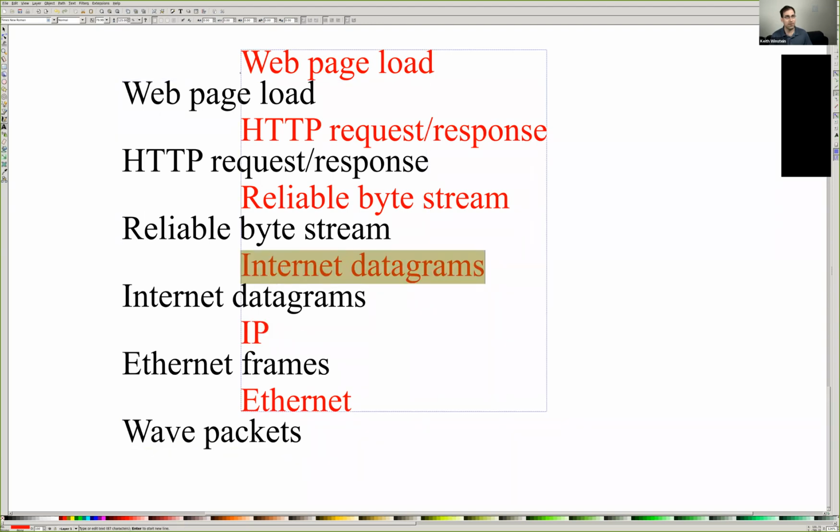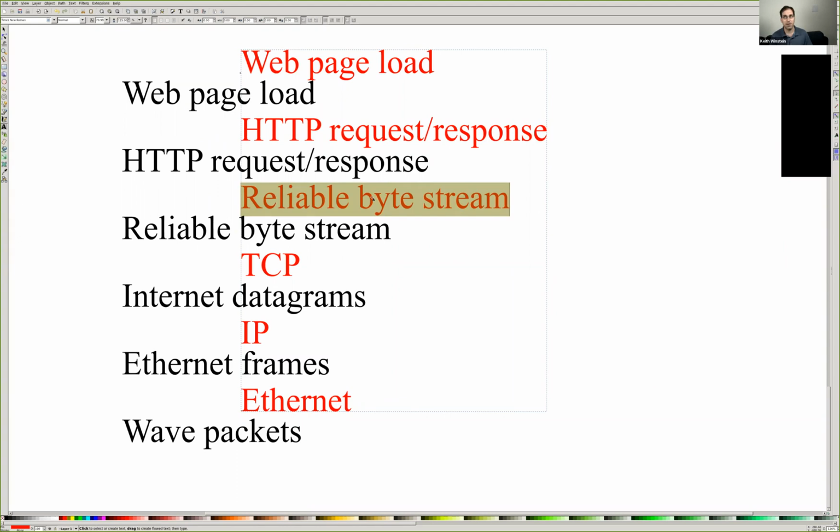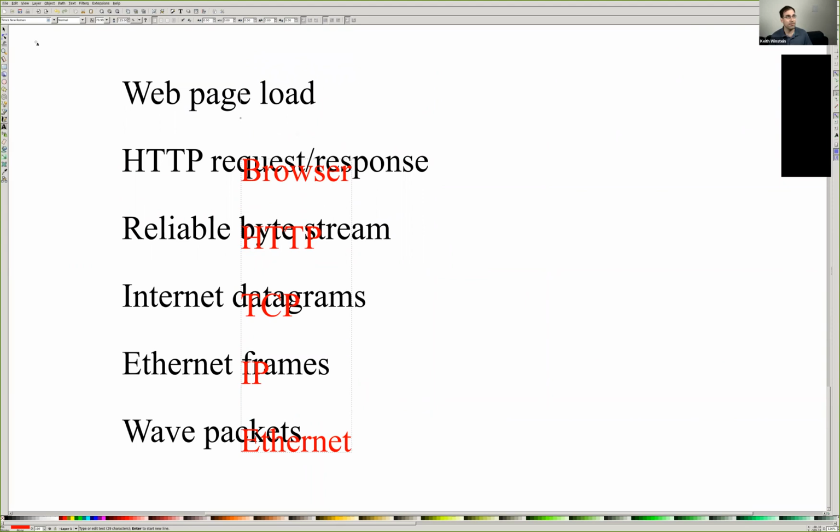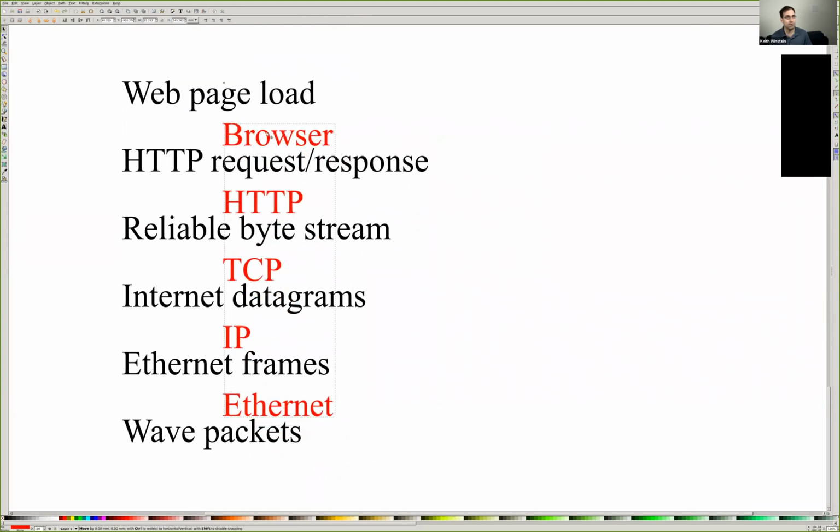And what's the thing that converts here? What converts between datagrams and a reliable byte stream? That's TCP. And what converts between a reliable byte stream and an HTTP request and response? That's HTTP. And the thing that converts here, I'll just call it the browser. Okay. So this is typically the stack of protocols or tools that convert between these abstractions.